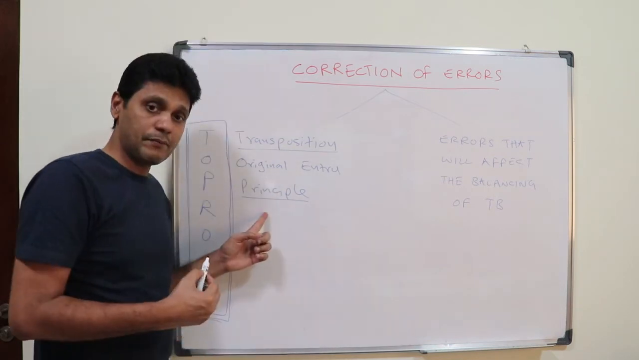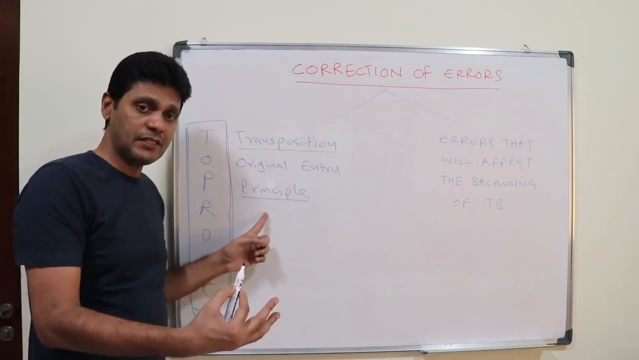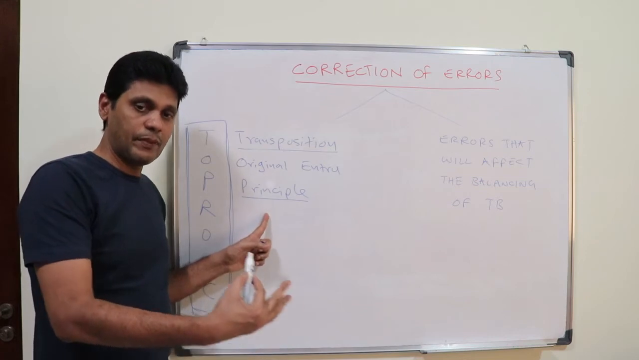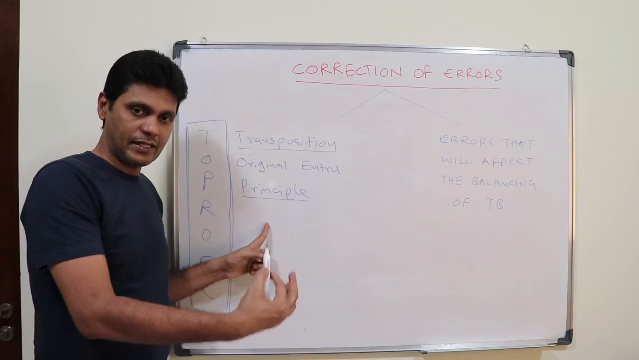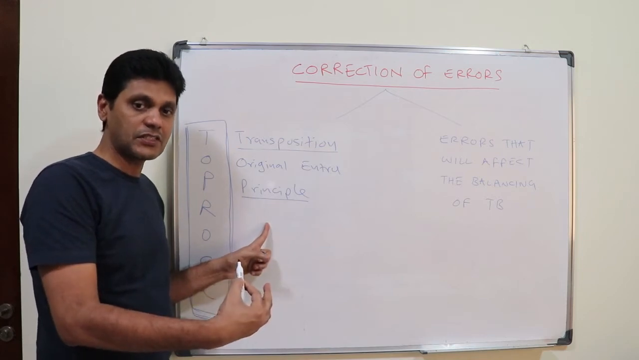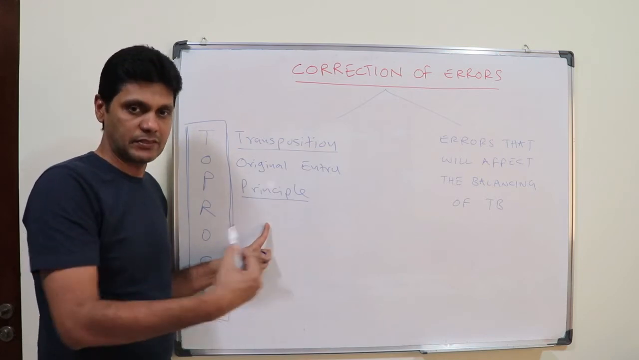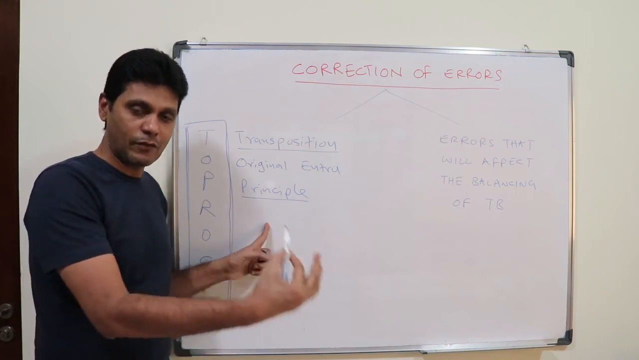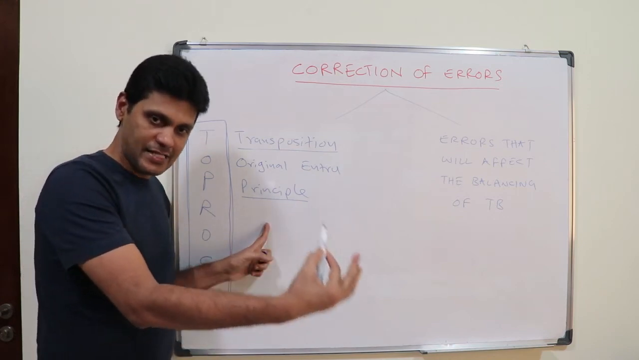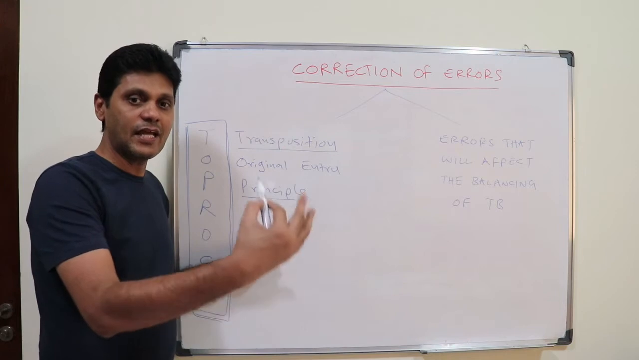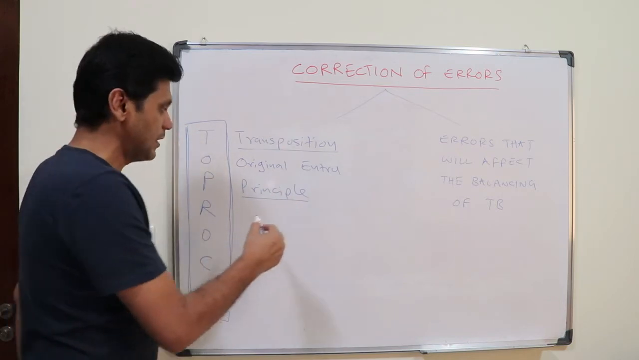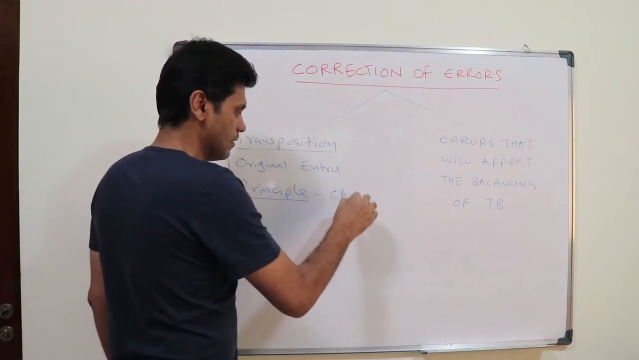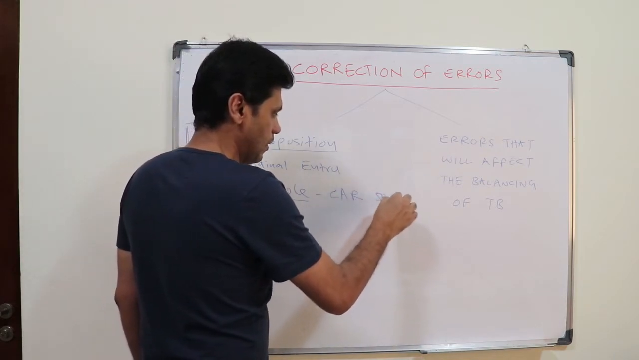Now principal error means, let's say you are purchasing an asset, you are purchasing a motor vehicle. By mistake, you record this particular transaction as an expense. Instead of recording it as an asset, you record it as an expense. So what will happen? For example, let's say you bought a car for $50,000.